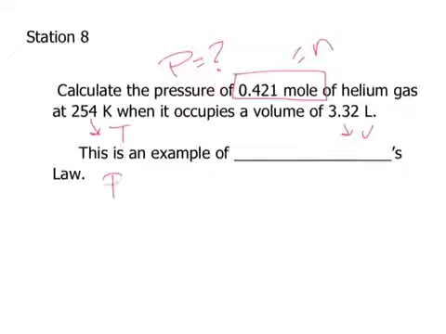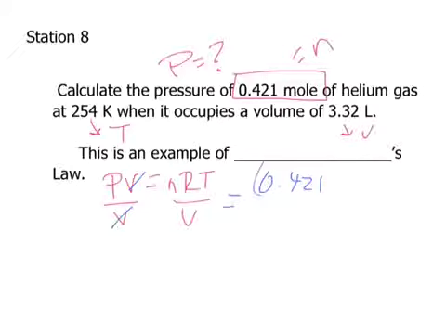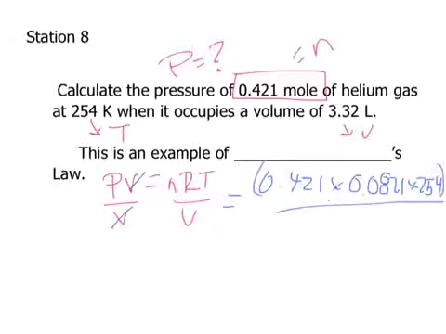So we're going to use the ideal gas law, PV equals nRT. And again, in this case, we're looking for pressure, so we want to divide both sides by V, so that V and V cancel out. So we get 0.421 moles times, and remember R is given to us, so R is always going to be the same thing. So R is 0.0821 times, what's our temperature? 254. Divided by, and make sure you keep that in parentheses, divided by my volume, which is 3.32.